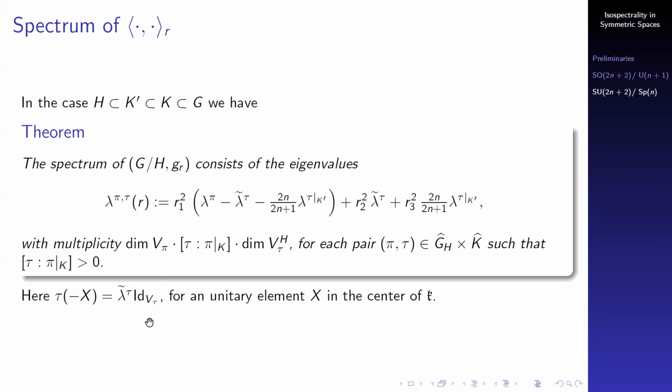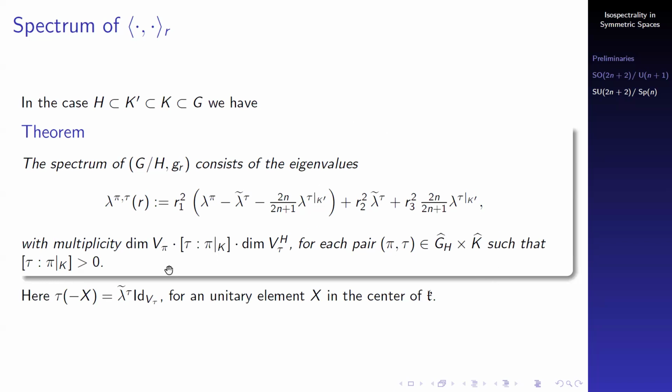which is, you can see that K has center of dimension 1. So lambda tilde is going to be the multiple in which an element in the center, a unitary element, acts, minus the element. The same as with the Casimir, but with this element. And this is obtained again by reorganizing the eigenvalues of the dot operator that we had before.